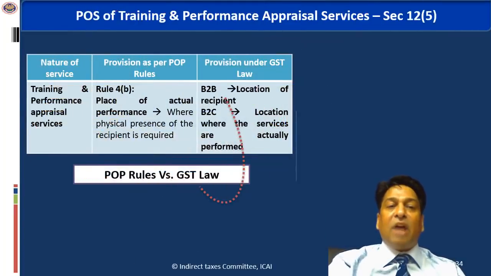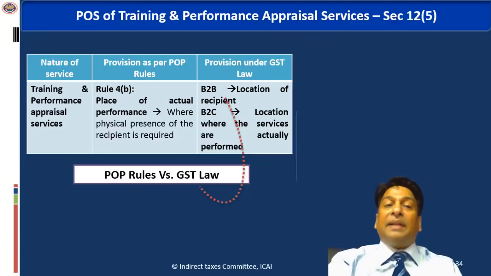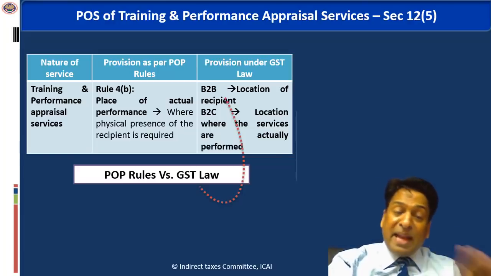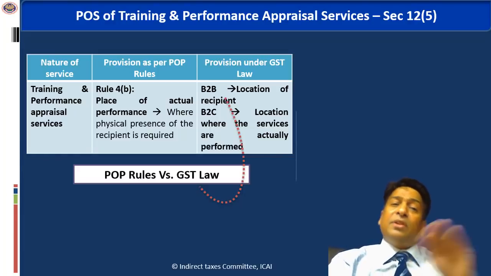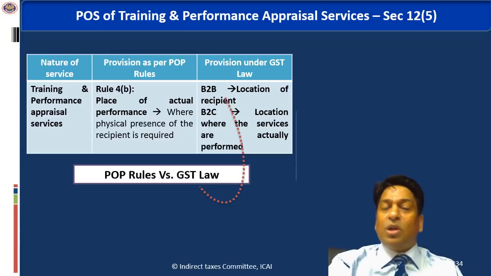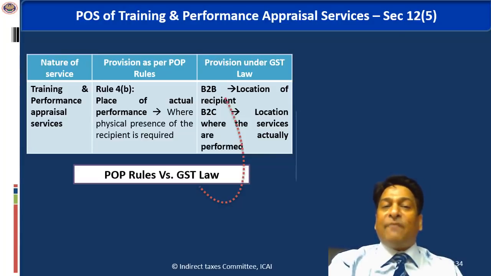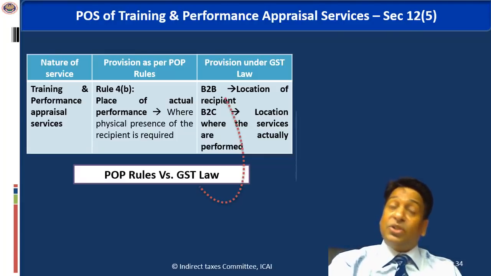Having said that, now we are moving to other training and performance appraisal services, which fall under section 12, subsection 5 of the IGST Act. And I'm also making a comparison with the erstwhile POP Rules 2012. But what is the place of supply for training and performance appraisal service in GST?